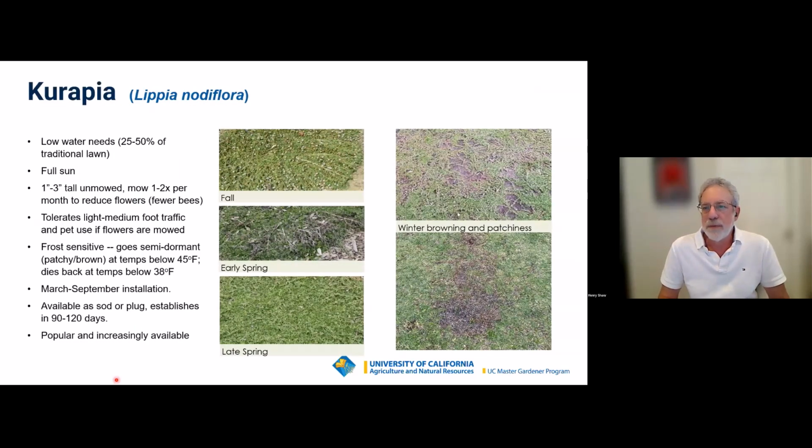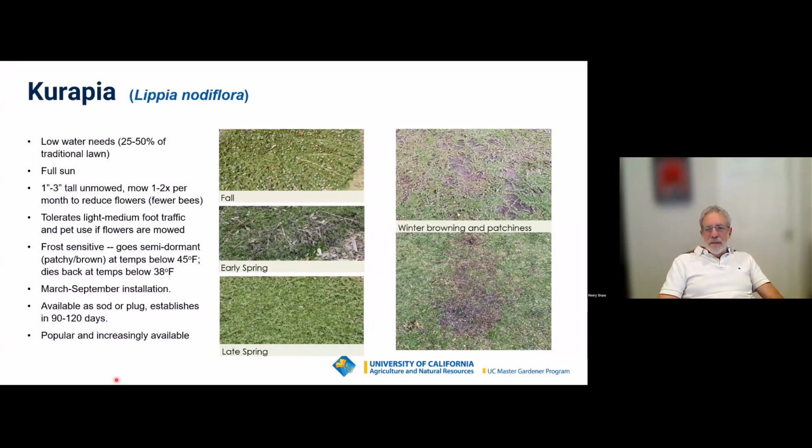It is also a fairly low water use plant, about 25 to 50% of the water needs of a traditional lawn. It needs full sun, and it'll grow to 1 to 3 inches tall if you don't mow it. But you can mow it once or twice a month to reduce the number of flowers, and that will reduce the number of bees. It is not like a regular turf grass. It'll only tolerate light to medium foot traffic. Again, if the flowers are mowed, you won't have the bee problem.